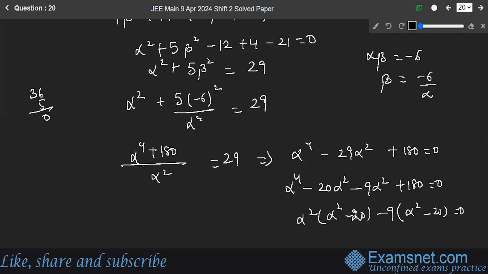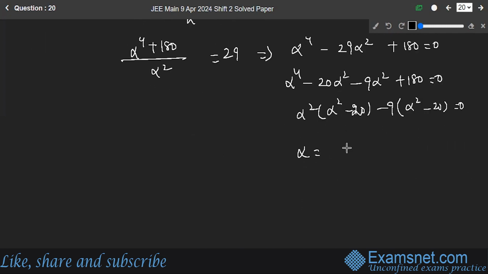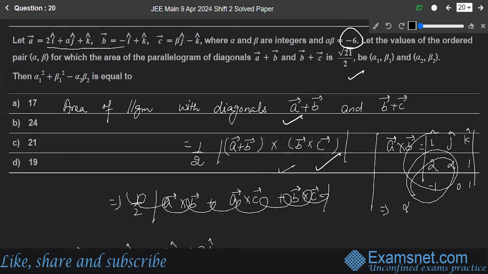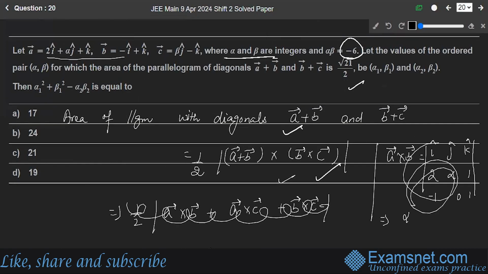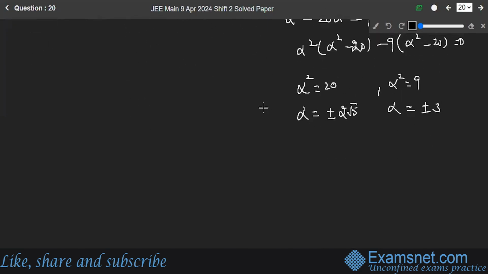So you have alpha square as 20, or alpha square as 9, that gives you alpha is equal to plus minus 3, or alpha is equal to root of plus minus 20, which is equal to this. Okay. Now you are given in the question that alpha and beta are integers. So that means I will ignore this value. And I will take the alpha value as 3, or alpha is equal to minus 3.